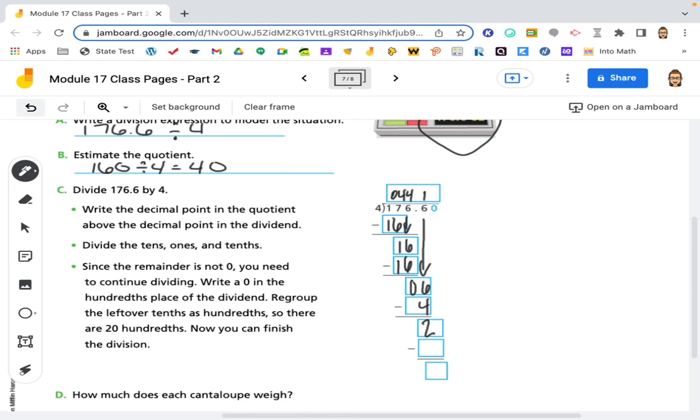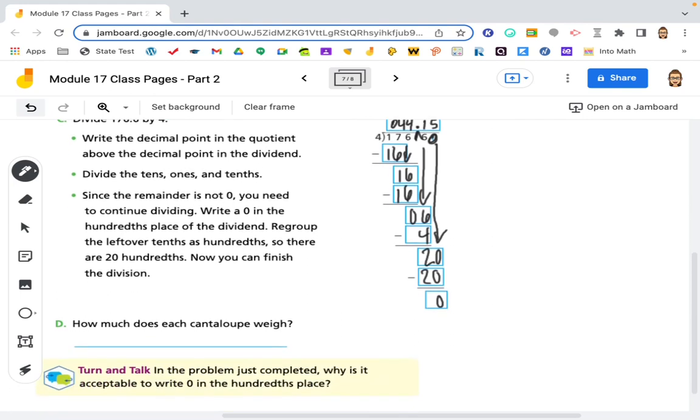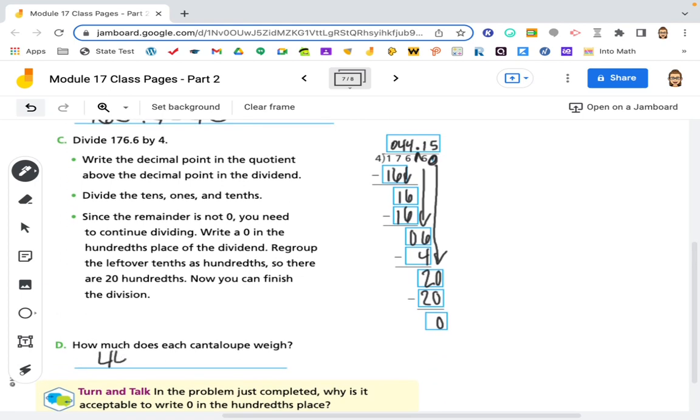We get 2. Now this is where we ran out of numbers, but we can't have a remainder with a decimal, so we're going to add a 0. We're going to bring that down. We get 20, so 4 goes into 20 5 times. 5 times 4 is 20. We subtract, we get 0. Then we bring our decimal point straight up. So how much does the cantaloupe weigh? Well, it weighs 44 and 15/100 ounces.